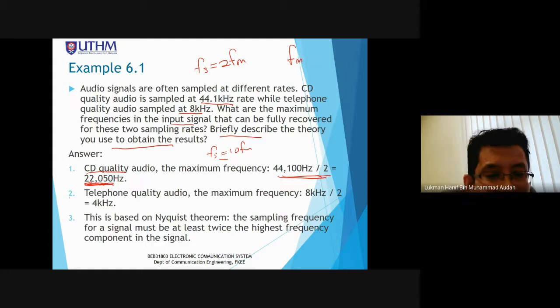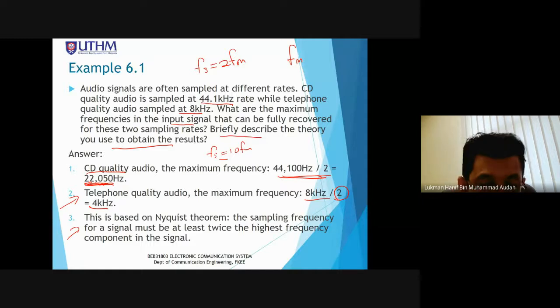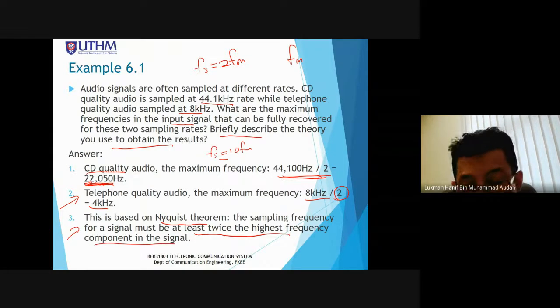Okay. And then what? Telephone quality audio sampling frequency 8 kHz. So using the theory of a minimum Nyquist rate, we divide with 2, so we get 4 kHz. Okay. So the last question asks, describe the theory that you use. Macam saya dah explain, kita menggunakan Nyquist theorem. That means the sampling frequency of a signal must be at least twice the highest frequency component in the signal. Kenapa dikatakan highest?